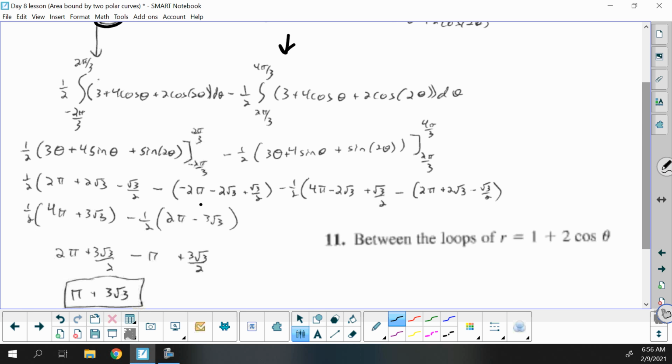And I actually worked it out, but the part we're subtracting is just the answer from the previous problem, so you could have reused that if you wanted. The other one, we would have some different stuff to sub in, but eventually you get pi plus 3 radical 3.